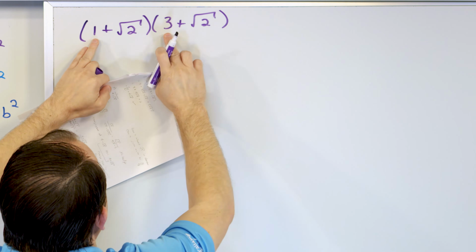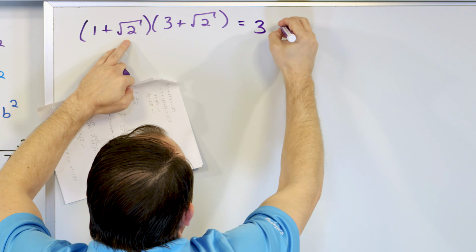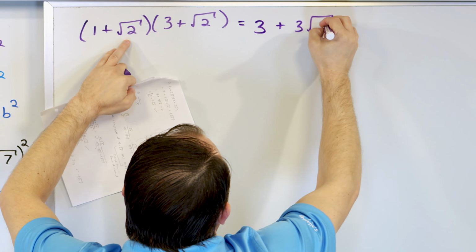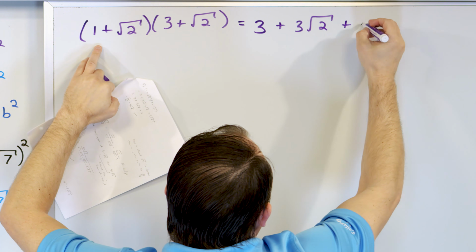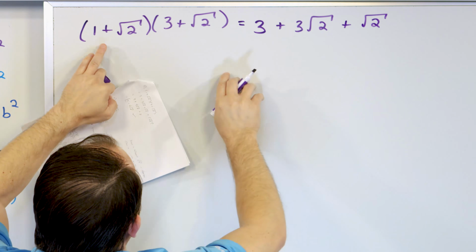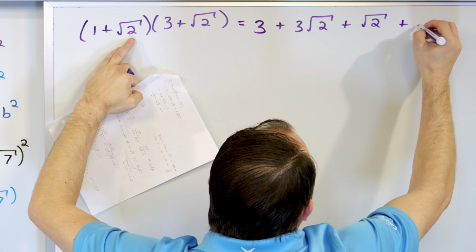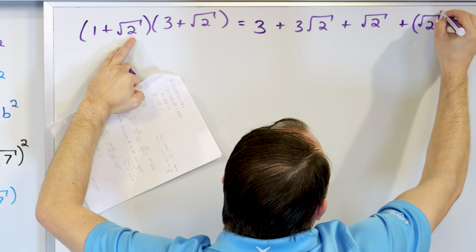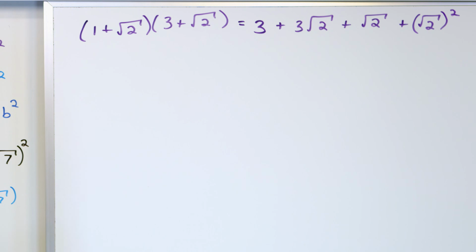So first terms, 3 times 1 is 3. Inside terms, 3 times the square root of 2 gives us 3 times the square root of 2. Outside terms is 1 times the square root of 2, so I'll just write it as square root of 2. And here I have square root of 2 times the square root of 2, so I'll write it as square root of 2 quantity squared. This is multiplied by itself.